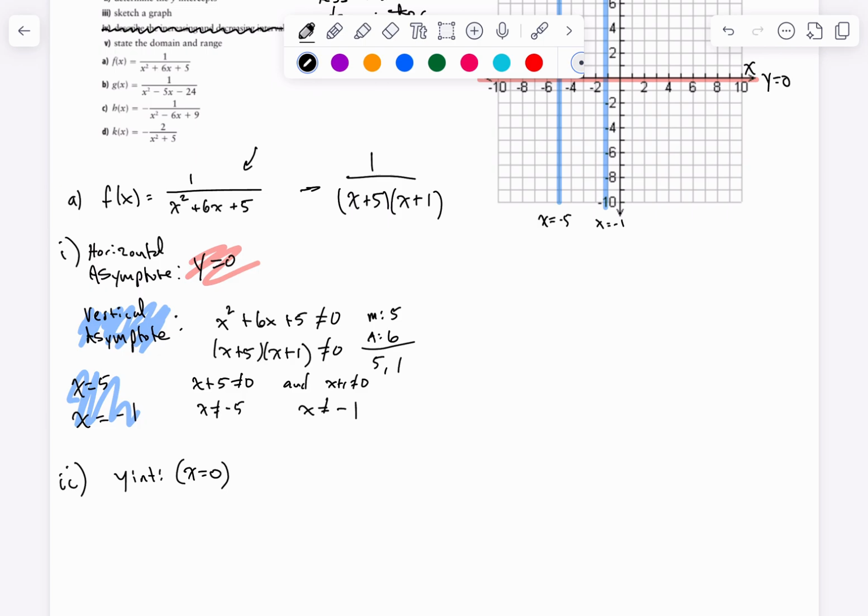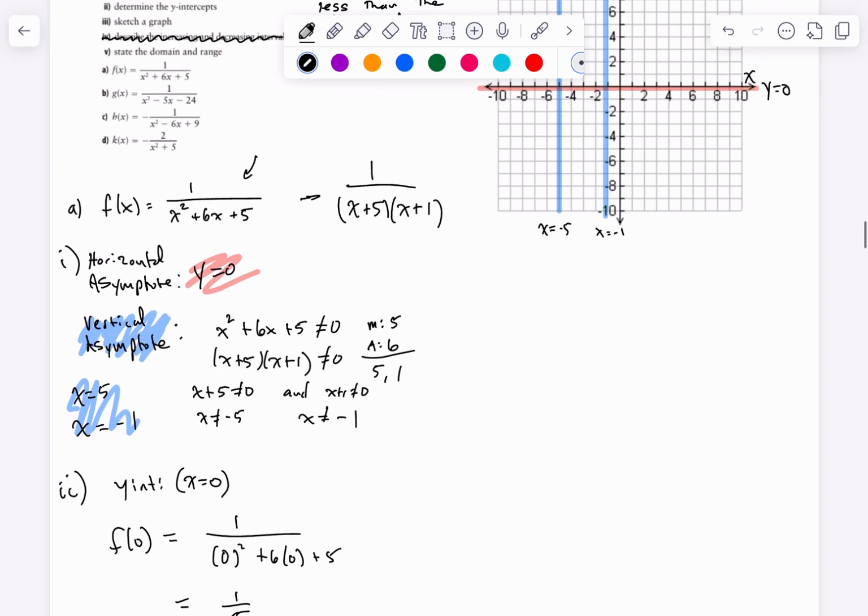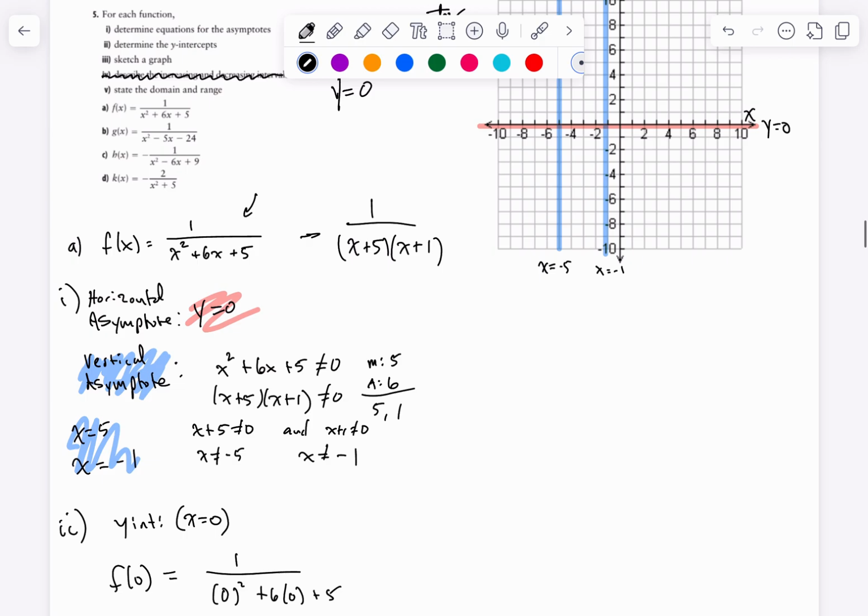I think actually the original's easier for determining a y-intercept because I'm evaluating the function at 0, so I just get 1 over 0 squared plus 6 times 0 plus 5. So I actually just get 1/5 for the y-intercept. So that's going to be positive 1/5 too. It's going to be about in here somewhere, 0.2, right? Okay.